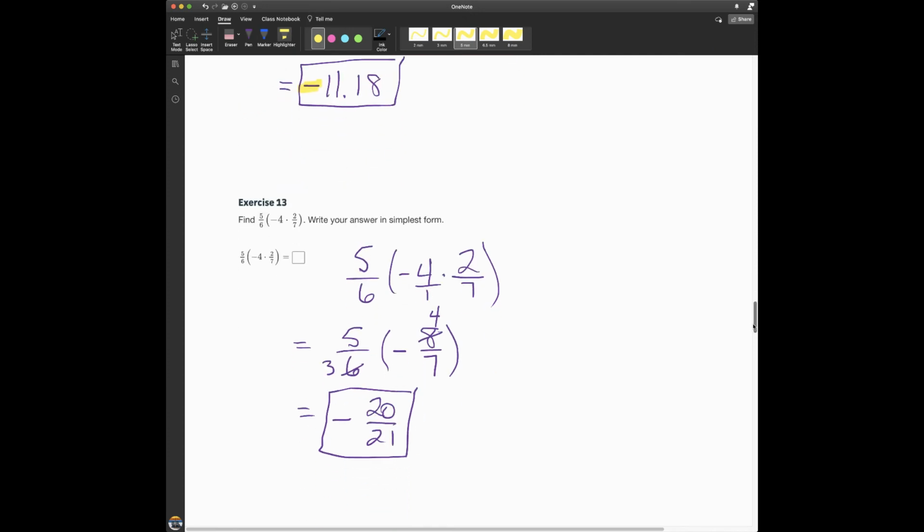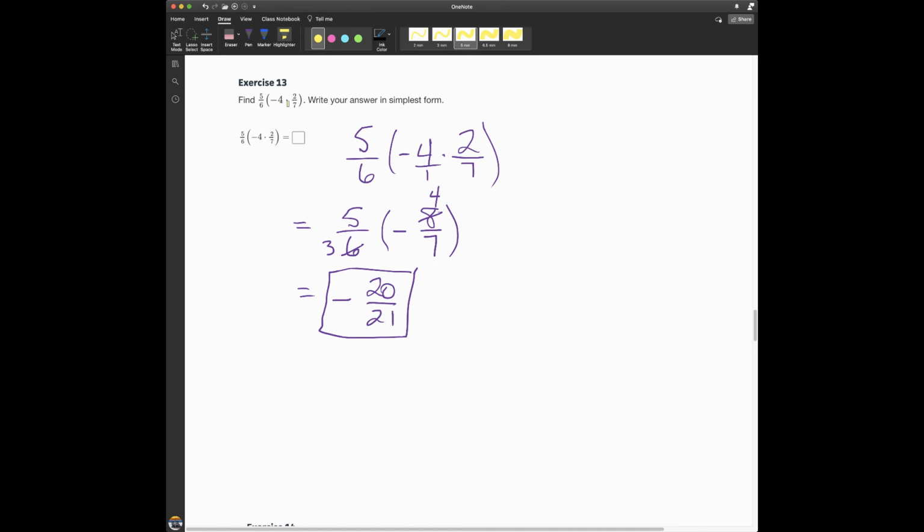All right, let's look at 13. Again, multiplying three numbers together. First I'm just going to multiply these two that are inside the parentheses. I just use PEMDAS on that. And once I do that, that's negative 8 over 7. And then I have two fractions I'm multiplying here. I can cancel with the 6 and the 8. I can divide 6 by 2, divide 8 by 2. My answer should be negative because I have a negative number and a positive number that I'm multiplying, and I get negative 20 over 21.